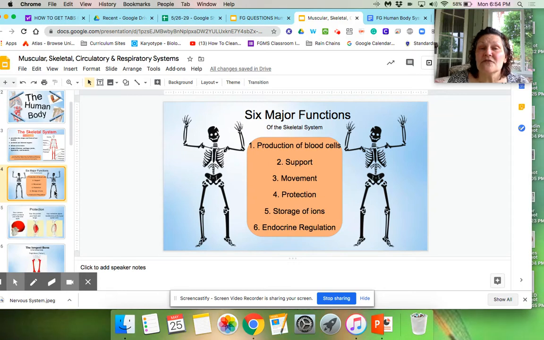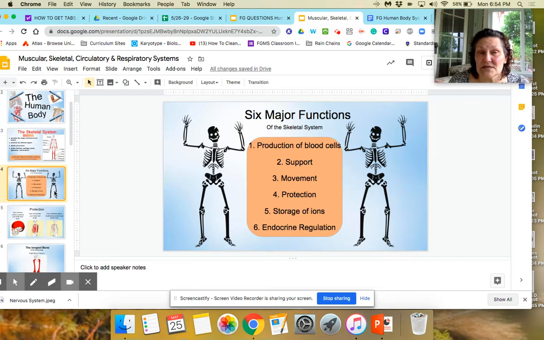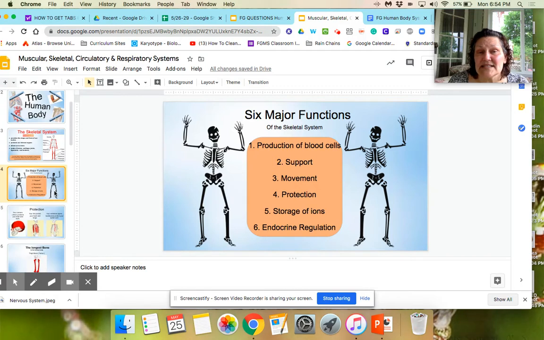Support for the body, we already talked about that. Protection, kind of talked about that. Storage of ions. Storage of ions are like the potassium and the calcium that make up your bones. That's what makes your bones really strong. Well, there are other functions for potassium and calcium. And so if your body needs any potassium or calcium, it'll actually go get it from your bones.